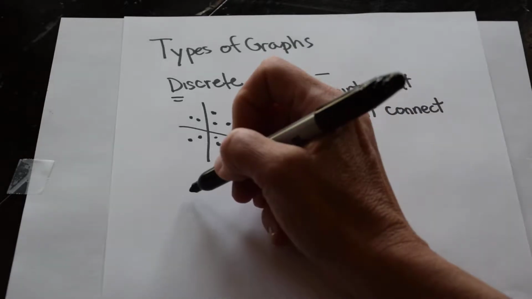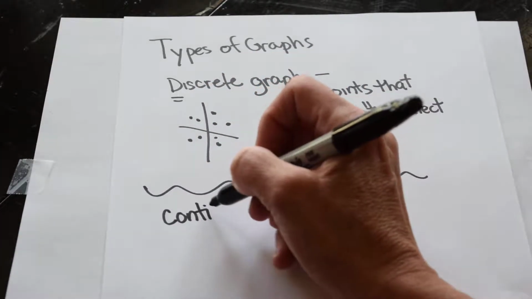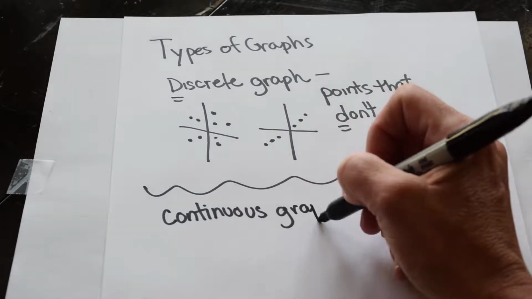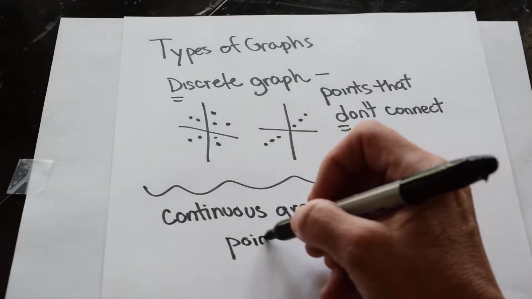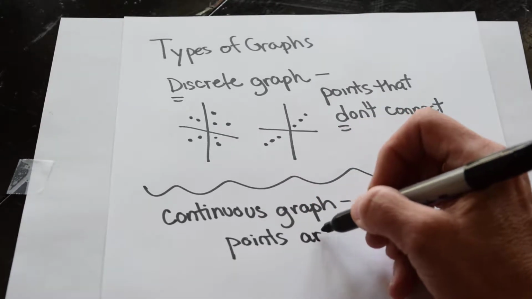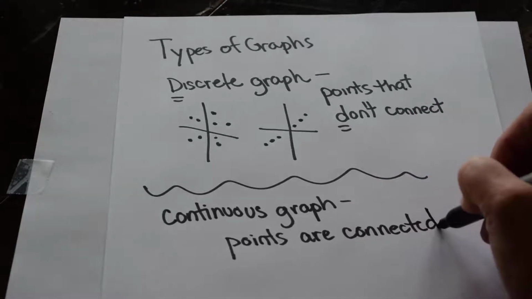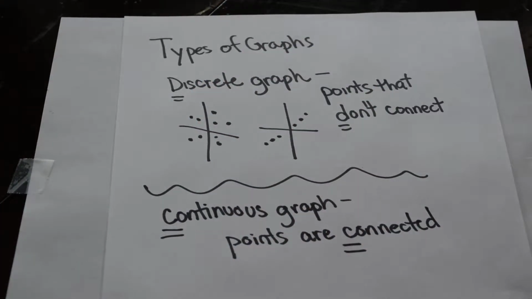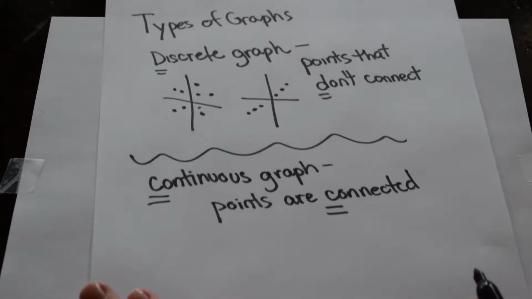The other kind is a continuous graph. A continuous graph is a little bit different. Here, the points are, wait for it, connected. Woo! So our points are connected, and the way I remember it is that continuous has a C and connected has a C. So continuous, connected.